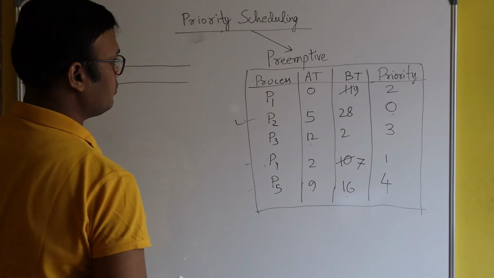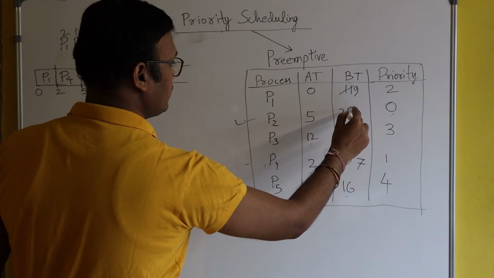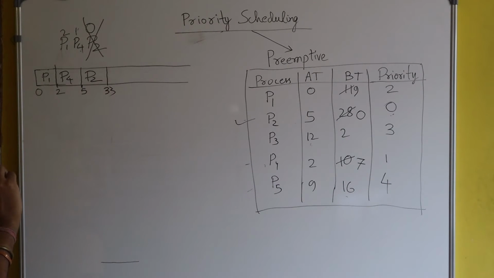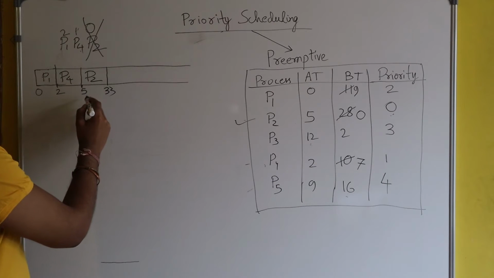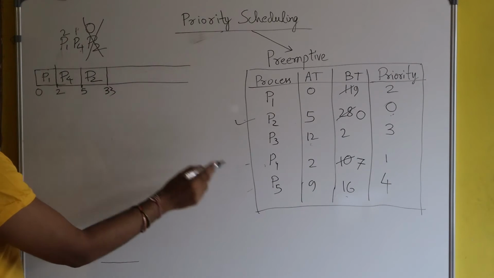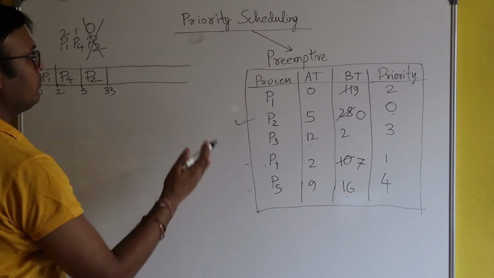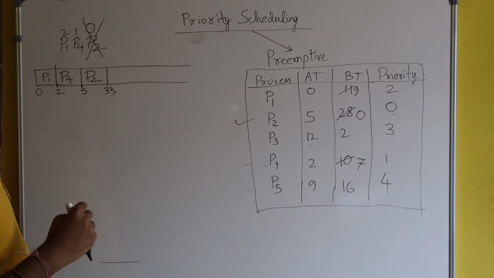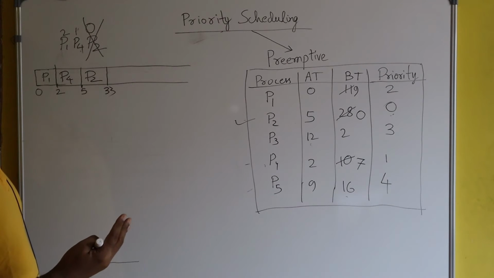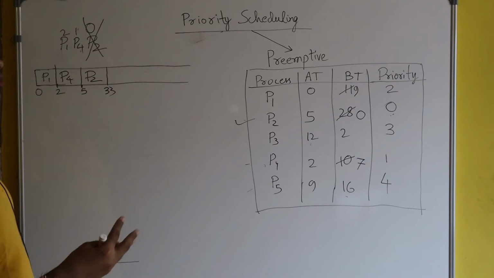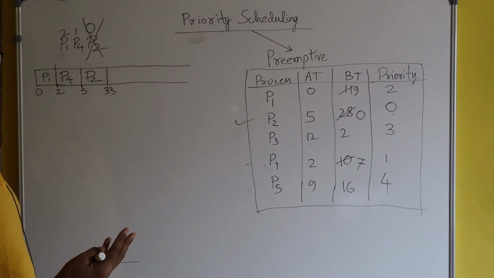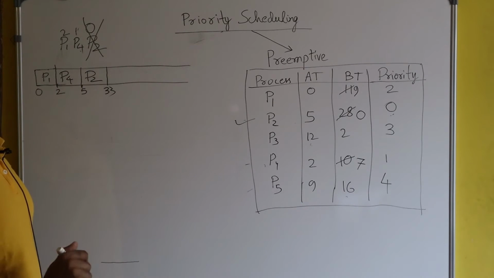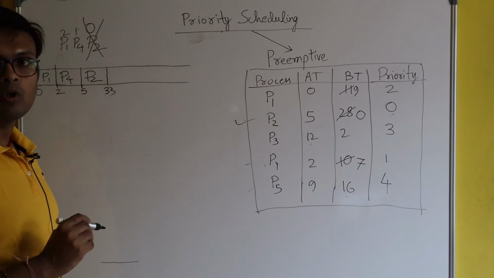P2 is done, so here I am writing its remaining time as 0. P2 is completed. Are you getting it? Once again I tell you why: because P2 has the highest priority among all the processes in the table. The priority of P2 is 0, which is highest. So no matter which process comes after P2, whether it is P3 or P4 or P5 or any other process, it doesn't matter. P2 will run completely because it has the highest priority among all the processes.